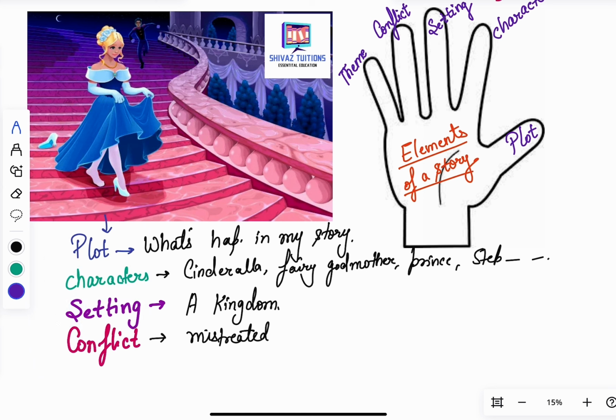And the last one that I want to introduce would be the theme. So what is the theme? It shows that good always wins. Yeah, it could be about kindness, determination, okay, goodwill, good over evil.